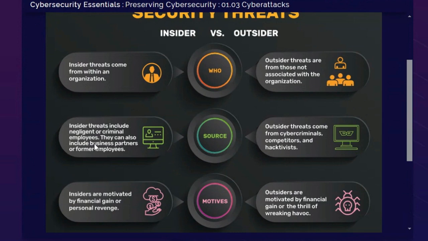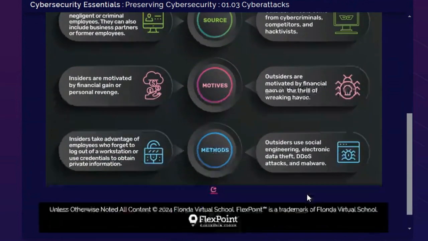Insider threats include negligent or criminal employees. Maybe it's just someone that doesn't know what they're doing and they've exposed the company's information. It could include business partners, or former employees who are trying to get revenge. Outsider threats come from cyber criminals, competitors, and hacktivists. Motives: insiders are motivated by financial gain or personal revenge. Outsiders are motivated by financial gain or the thrill of causing all these problems.